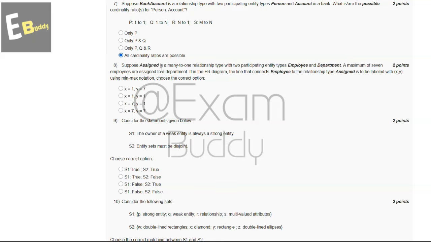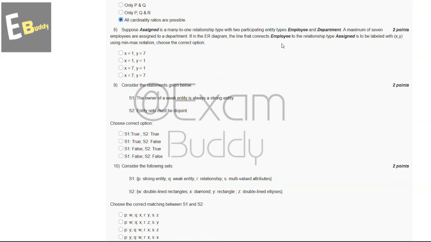Suppose assigned is a many to one relationship type with two participating entity types, employee and department. A maximum of 7 employees are assigned to a department. If in the ER diagram the line that connects employee to the relationship type assigned is to be labeled with X, Y using min-max notation, choose the correct option. So these are the options and the answer of our eighth question is B. X is equal to 1, Y is equal to 1. And now let's go to our question number 9.